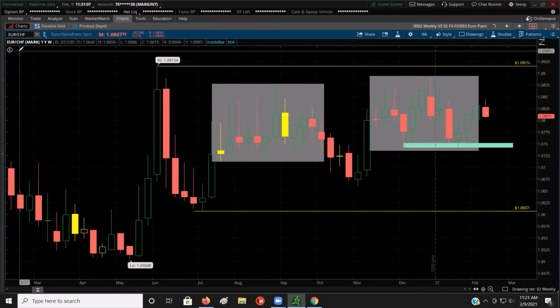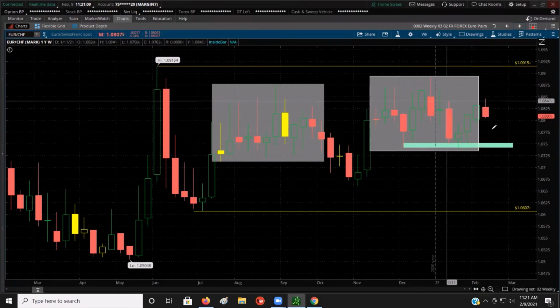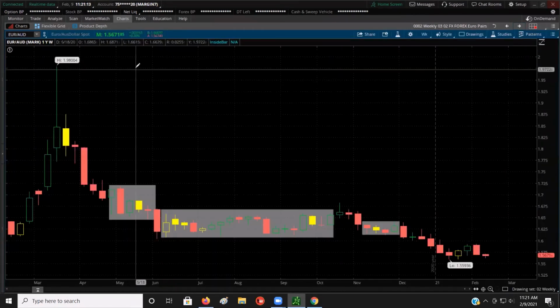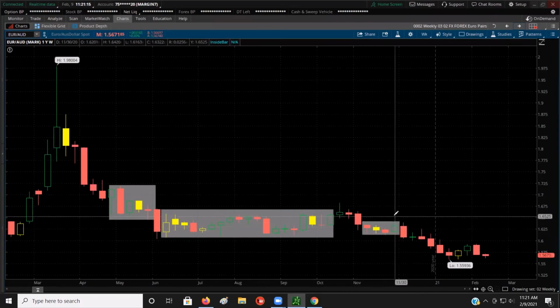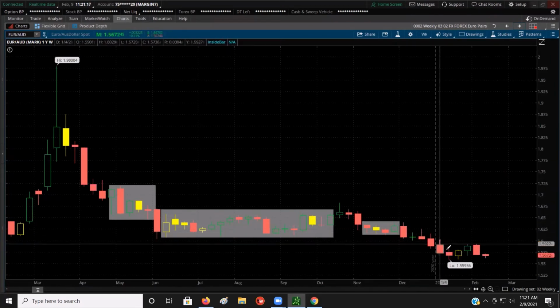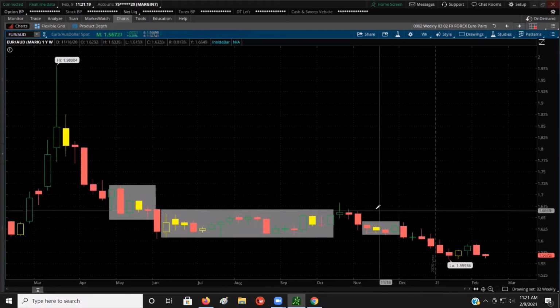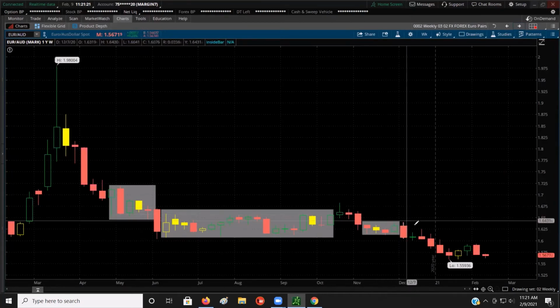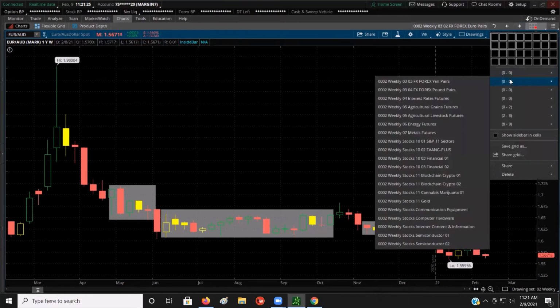Okay, the euro Swiss franc is a safe haven currency. It's in a consolidation. The euro Aussie, yep. Prices are declining, giving strength to the Aussie against the euro. So again, the euro losing strength and the Aussie gaining strength against the euro. Let's go on to the next currency pairs.